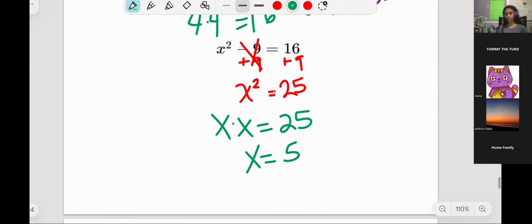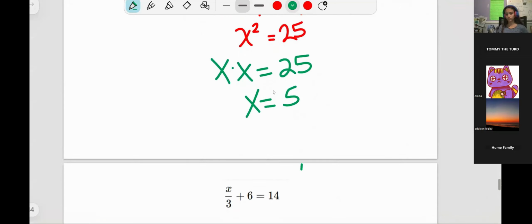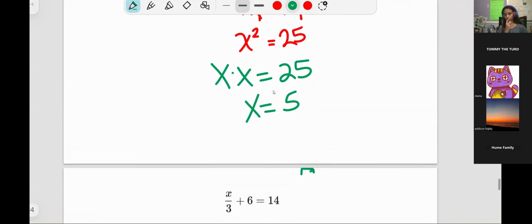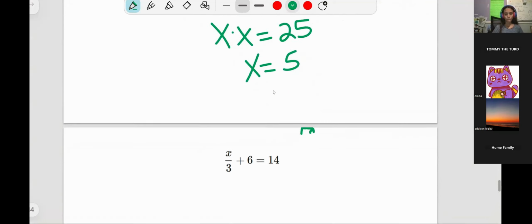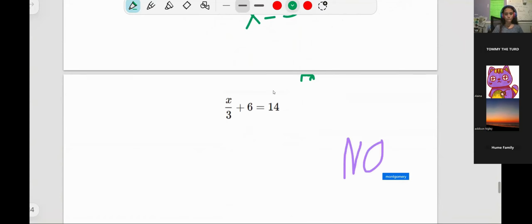And that's how we solve when there's exponents. So any questions on that? Exponents are not so bad.